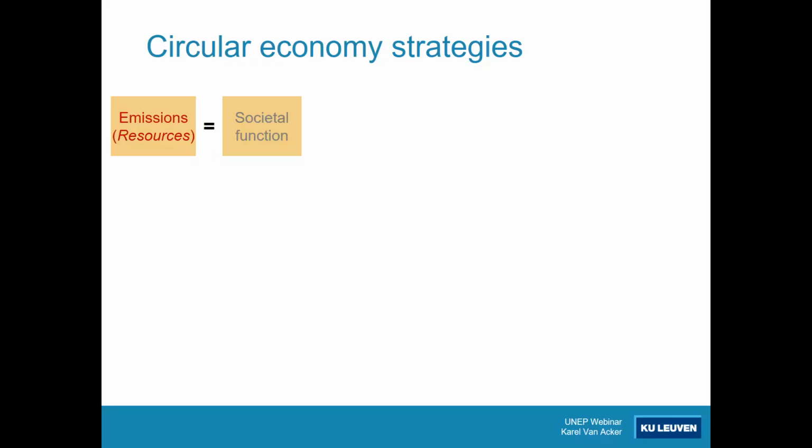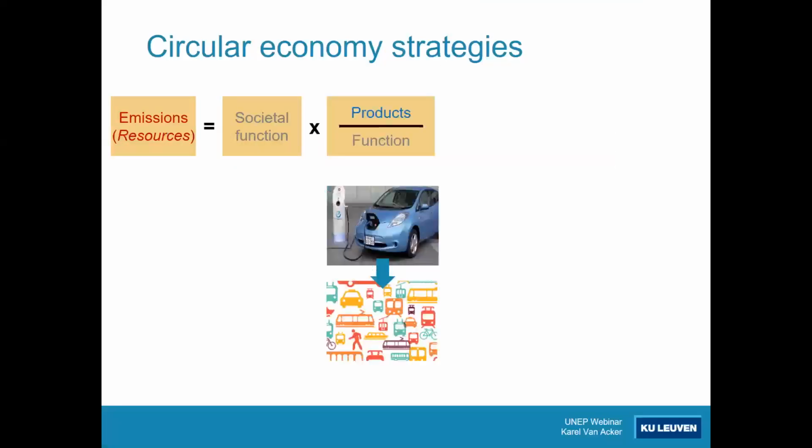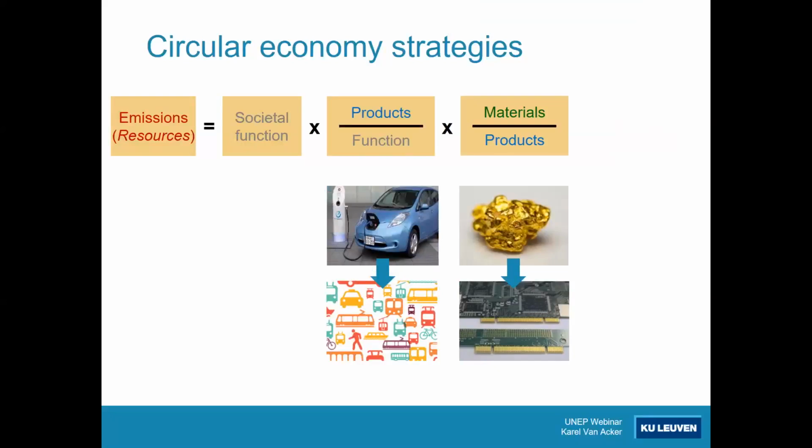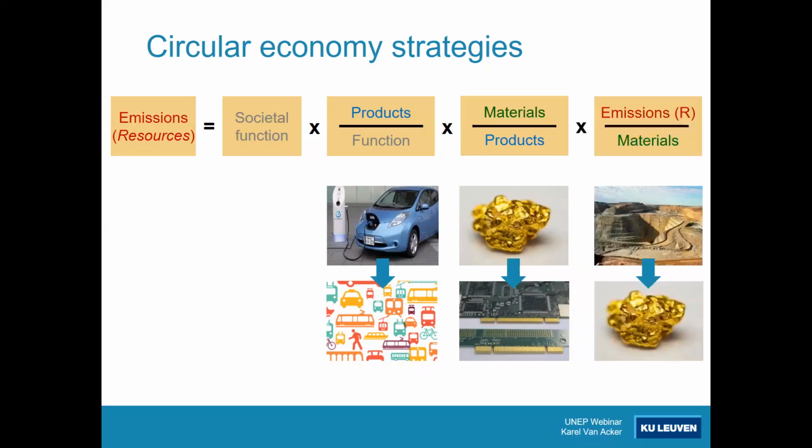For delivering that societal function, there will be emissions, greenhouse gas emissions, for example, related, and also there will be resources related. So this societal function is delivered by products, of course. If we look at mobility as a societal function, we need cars, trains, planes, and so on. So if we want to be more efficient, we have to think of how can we reduce the number of products to deliver the same quality, the same amount of function. These products are made of materials. So also there are opportunities. We can think of how can we reduce the amount of materials we need per product. And finally, we have to produce these materials out of resources, out of ores, or out of biomass, and there are emissions related to that. So we also can try to be more efficient in that way.